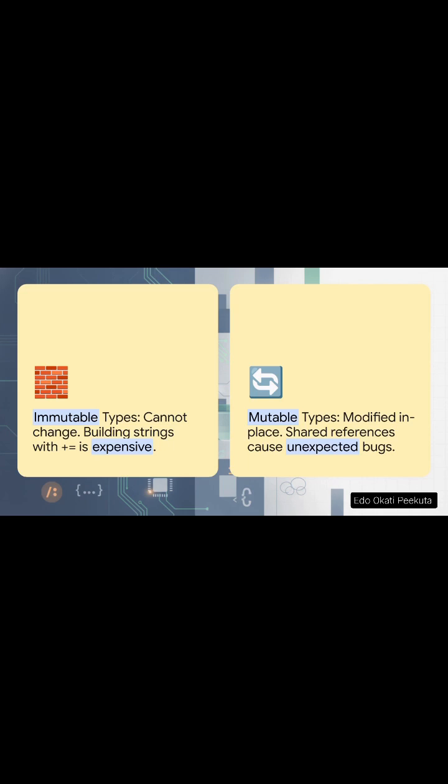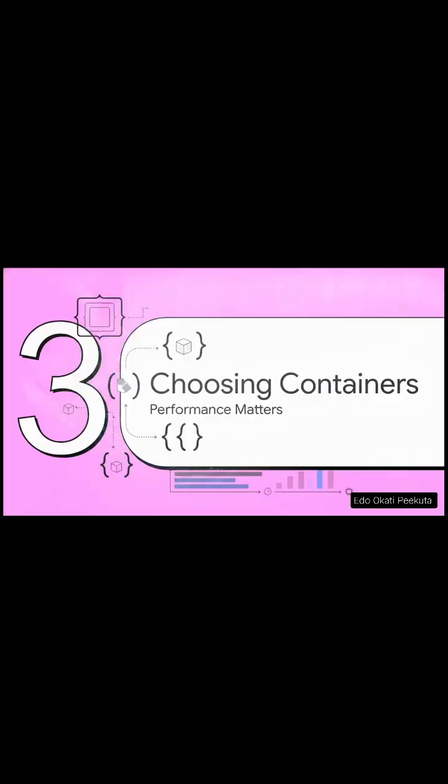On the flip side, mutable types like lists and dicts avoid that cost by modifying data in place. Sounds great, right? But they have a dangerous flaw: shared references. Meaning, changing a mutable object through one variable will unexpectedly change it for all other variables pointing to that exact same object.